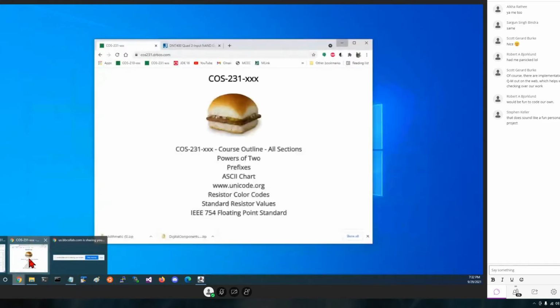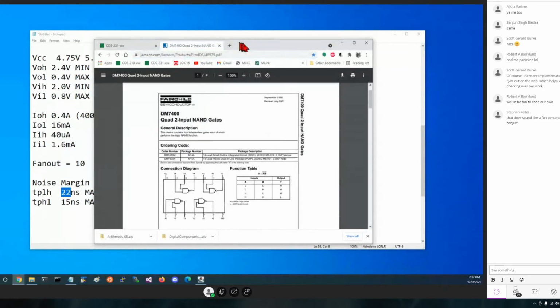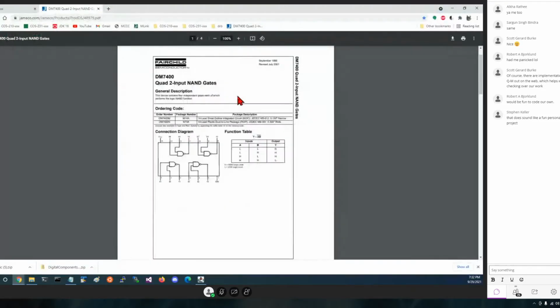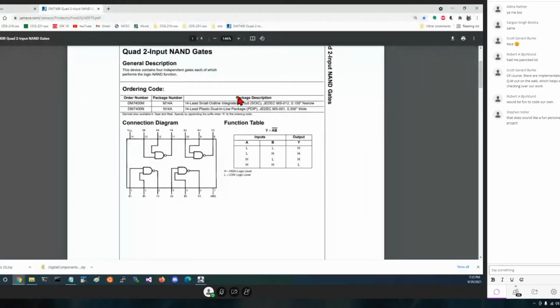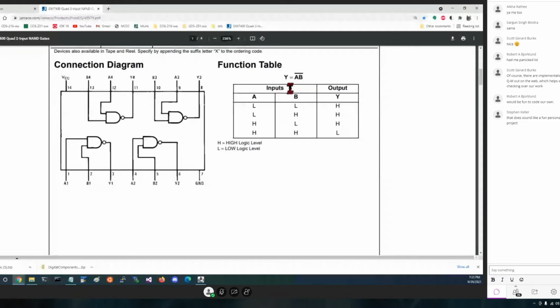Now the data sheet for this, I found one finally that actually shows the chips inside. So the function table is an inverter. I'm actually not an inverter, a NAND gate. This is the truth table for a NAND gate as we've been using it. Here are where inside the chip you'll find the various gates.